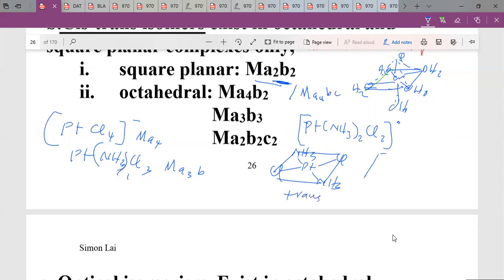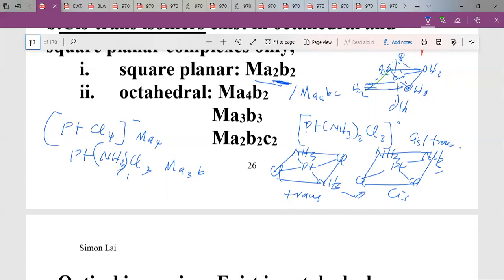Now the other isomer, of course, will be the cis. You can put ammonia here and ammonia here, and Cl here and Cl here. This is your cis. So there are two, this is your cis-trans isomer. Same name, just cis-trans, and that's all. Now let me show you some examples for square planar, so you would be more adequate in answering the questions.